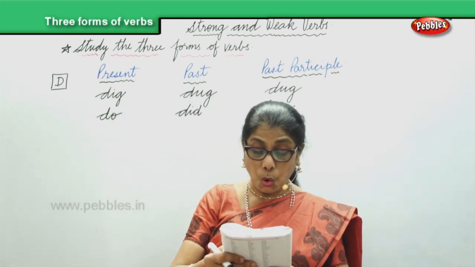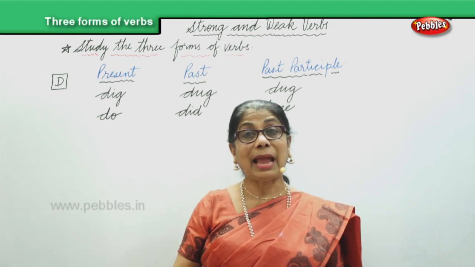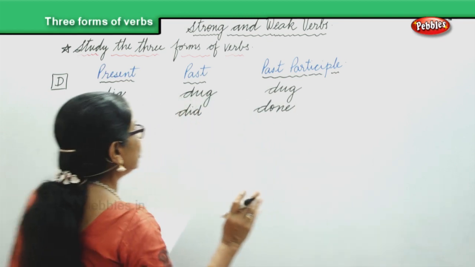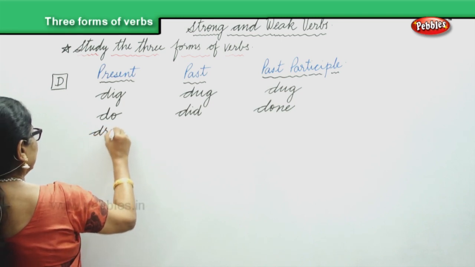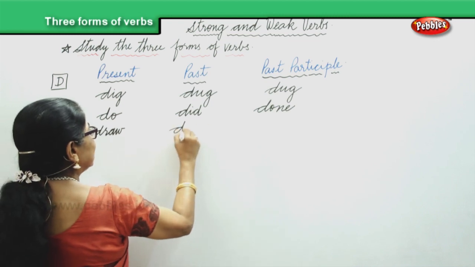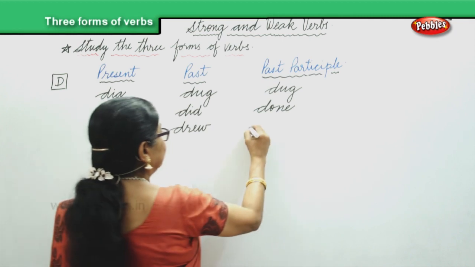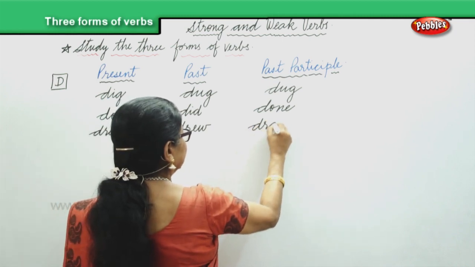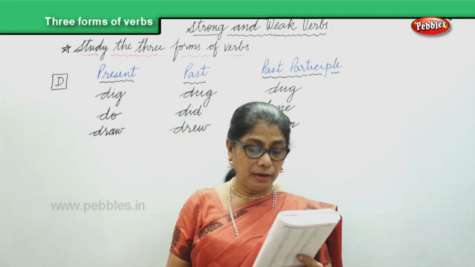Next is draw. You draw a picture. I drew the picture. I have drawn. Finished drawing. So, draw. You draw something. In the past, you drew something and you finished drawing, drawn. You have drawn the picture, you have drawn the figure, whatever.